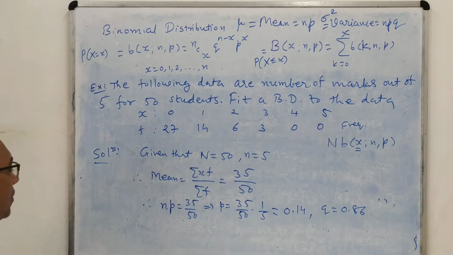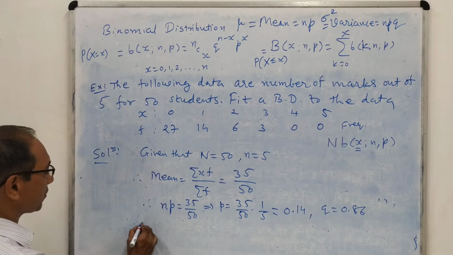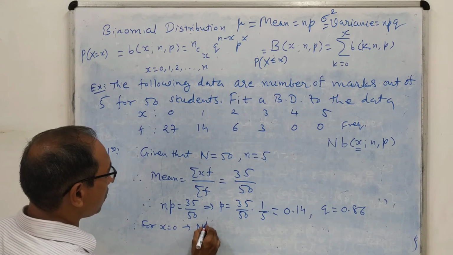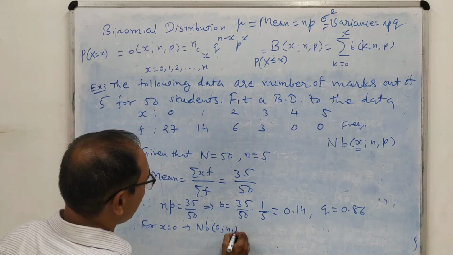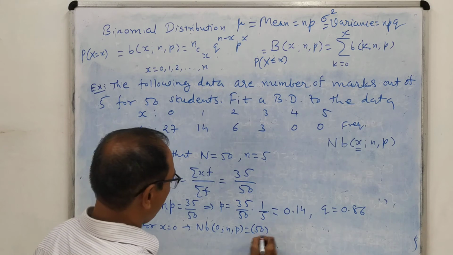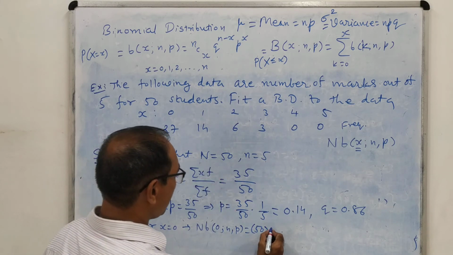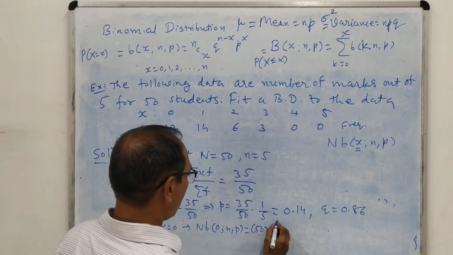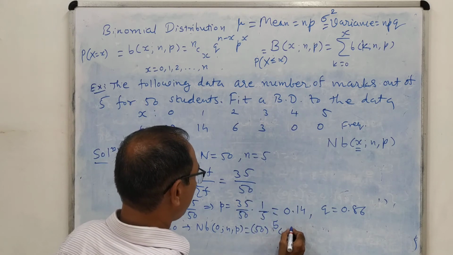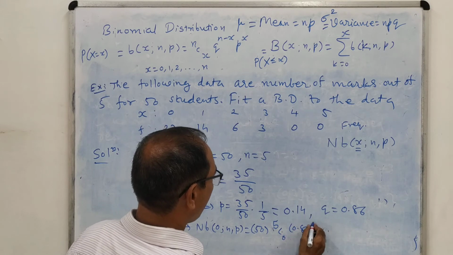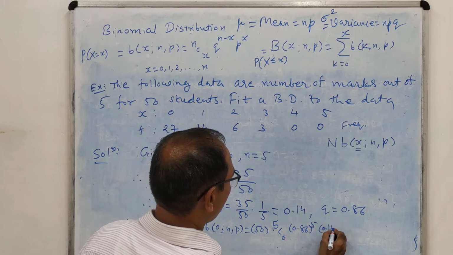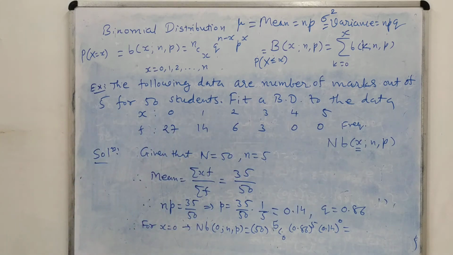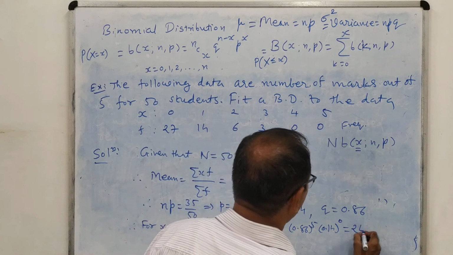Now we want to find out the binomial frequency. Therefore, for x equal to 0, we have capital N into B(0, n, p) equals 50 into 5C0, q raised to 5 into 0.14 raised to 0, p raised to 0. If you find out this value, you will get this as 24.